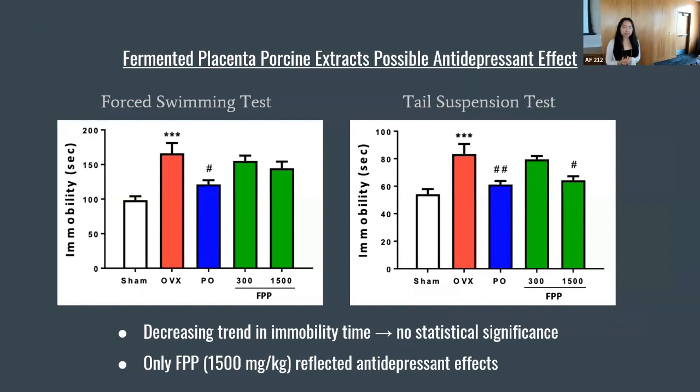So when we talk about our results, we see that in our y-axis, we're measuring the total immobility time in seconds. And in our x-axis, we are showing 4 different treatment groups. Starting on the very left, we have our sham group, which is our normal happy mice. Our red bars represent our stress group, where we surgically remove their ovaries. Our blue group represents our antidepressants, which in regards to FPP, we treated our mice with estradiol. And our green bars are our holistic bioactive groups, so in this case, FPP.